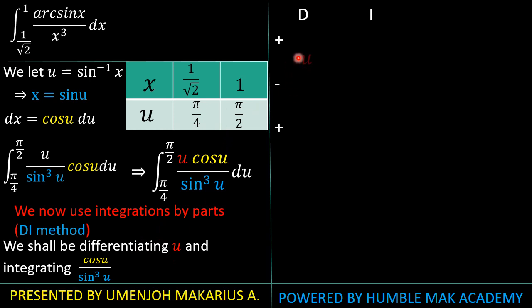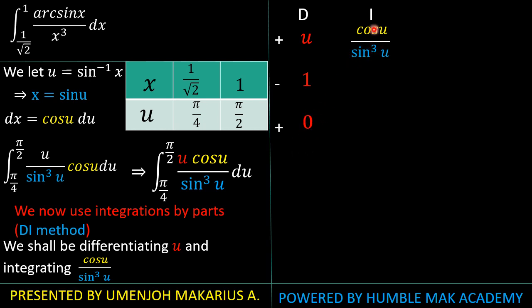So we're going to have our u. We will be integrating cosine of u over sine cube of u. Good. So this is how we are going to do it now, guys. So if we differentiate u, we are going to have what, guys? 1. Differentiating 1 again, guys, gives us 0. Good. This is what we wanted to see. That's what we wanted to see, guys.